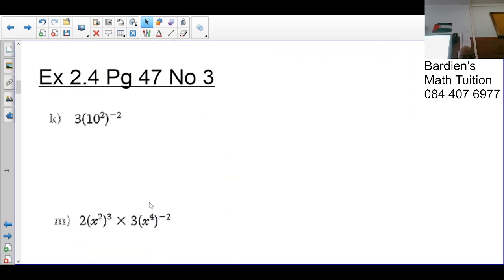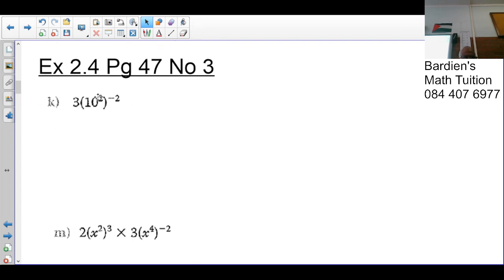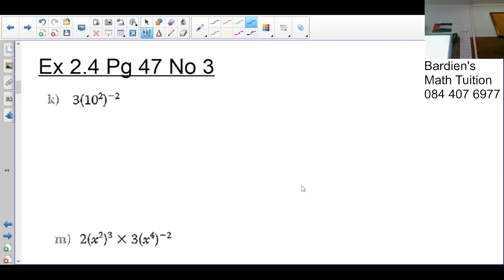Right, first things first. What do we do here? Brackets, the exponents. Not so? So there's going to be 3 times 10. What's 2 times negative 2? Negative 4. So it's 3 times 10 to the negative 4, which can be written as 1 over 10 to the 4. And what is 10 to the 4? 10,000. And 3 times 1 is 3.